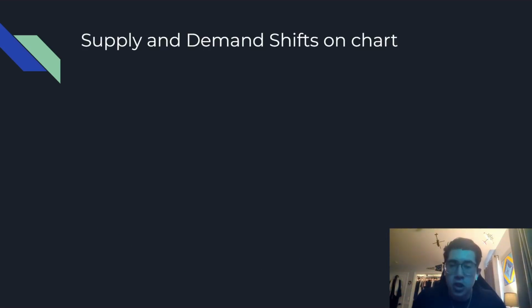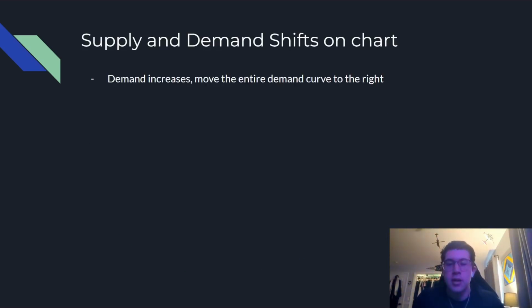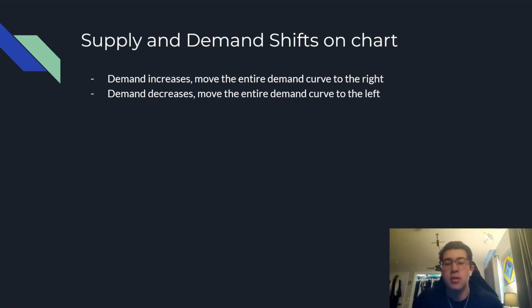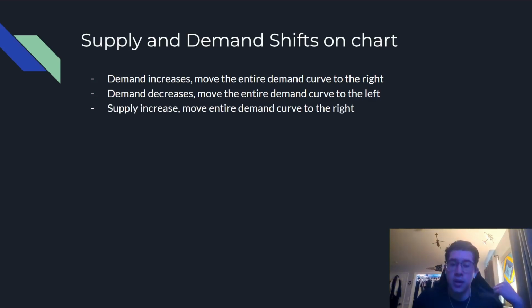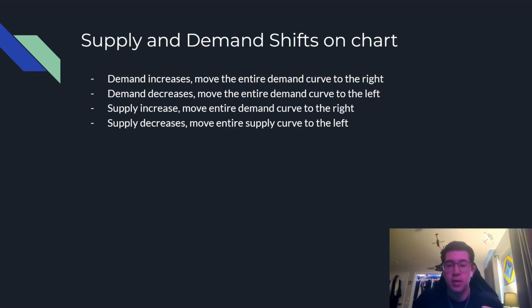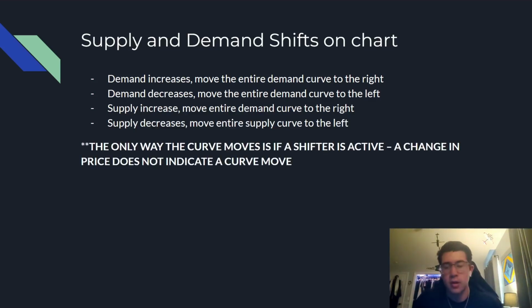Now, how do we see this on charts, right? As demand increases, you're going to move the whole demand curve to the right. And as demand decreases, you're going to move the whole demand curve to the left. As supply increases, you're going to move the whole supply curve to the right. And as supply decreases, you're going to move the whole supply curve to the left.